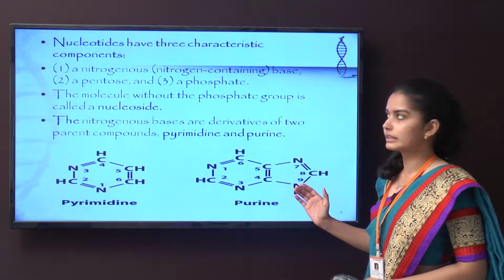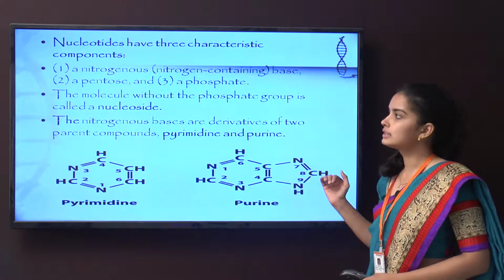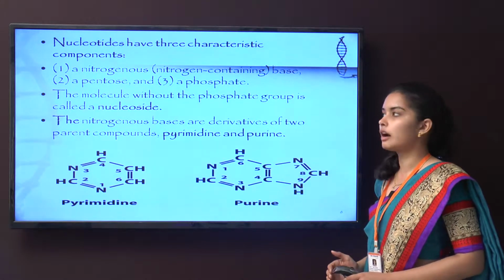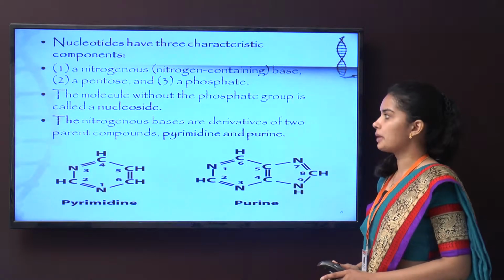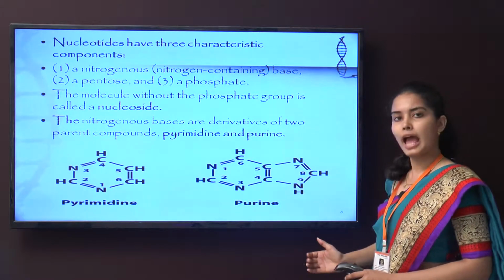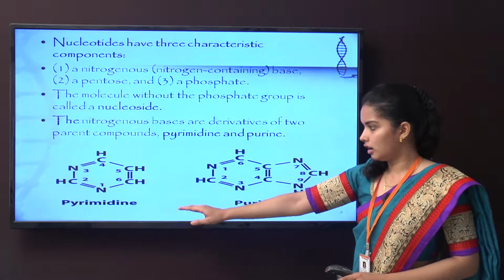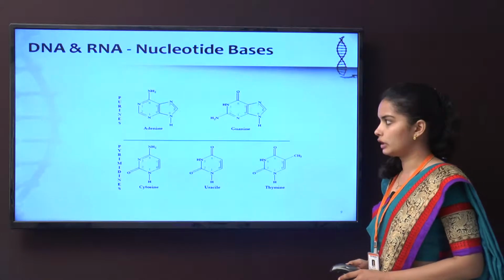Nucleotides have three components. One is a nitrogenous base, second is a pentose sugar, and third is a phosphate group. The molecule without the phosphate group is known as a nucleoside. The nitrogenous bases are derived from two parent compounds, pyrimidine and purine. This is the structure of a pyrimidine, which has one ring, and this is the structure of a purine that has two rings.